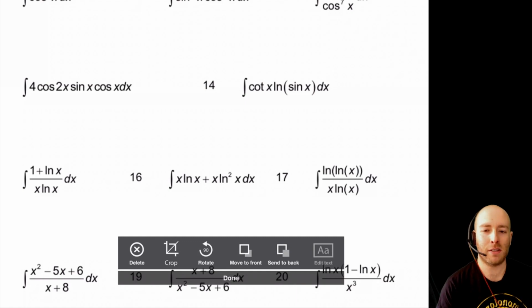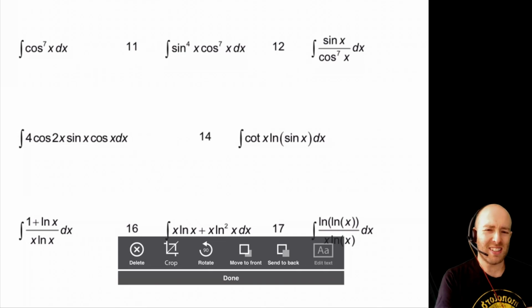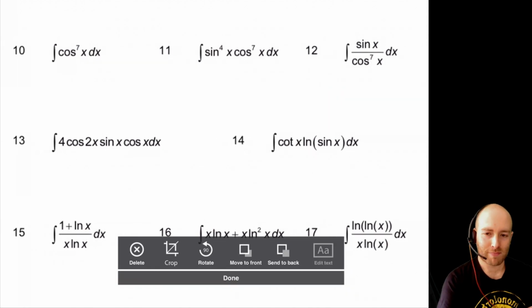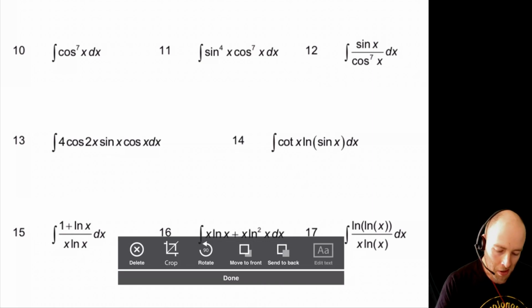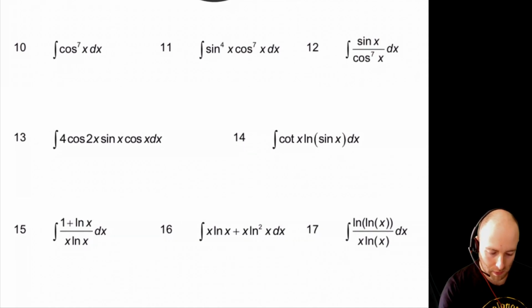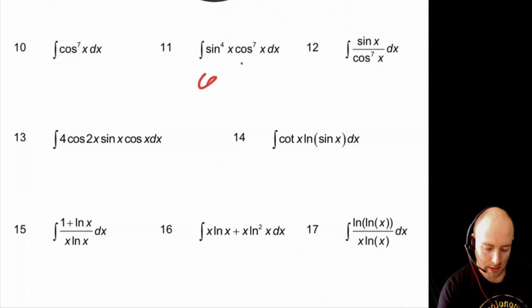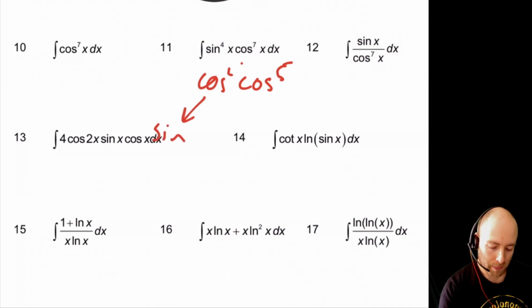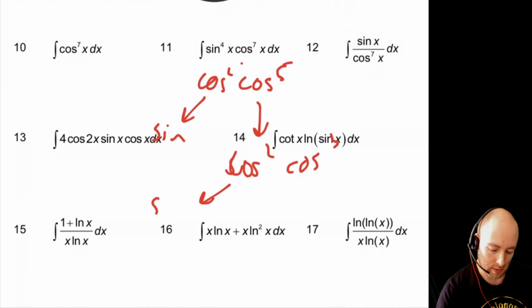I'm gonna skip 11. There it is. It's not hard. It just takes ages. Basically, you need to use your answer to part 10 to save 10 minutes of work. To do 11, I'll talk you through the method, but I don't want to do it. We basically need to keep whittling this down to cos 7. We can say it's cos squared cos 5. Turn that into sine. Then we go from cos 5 to cos squared cos 3.